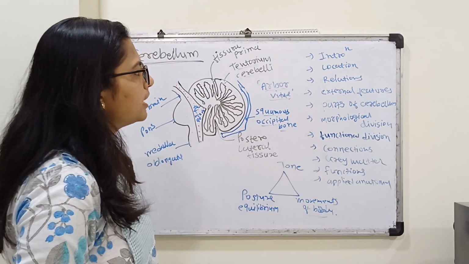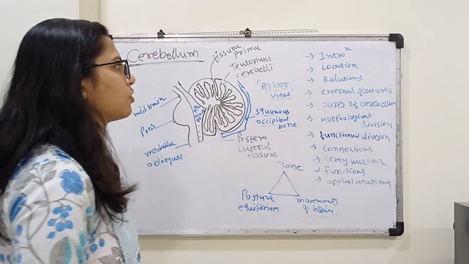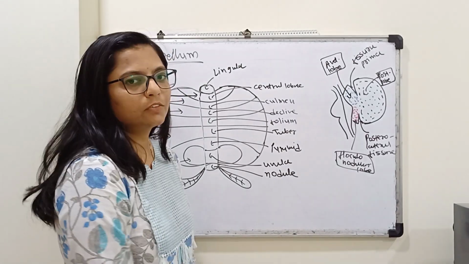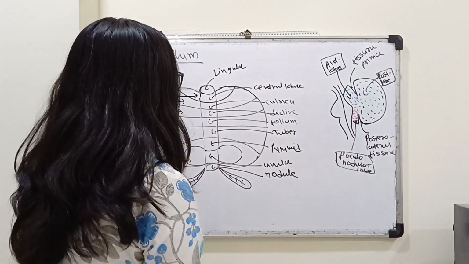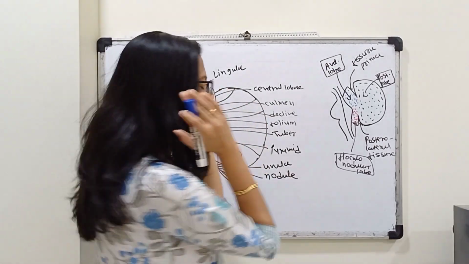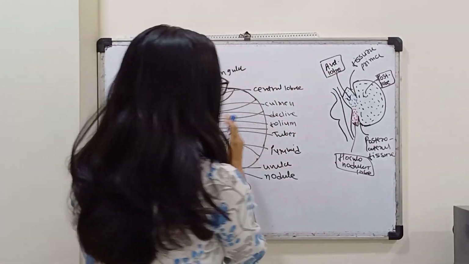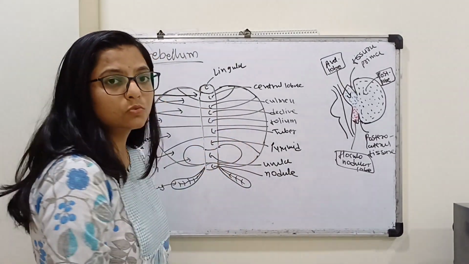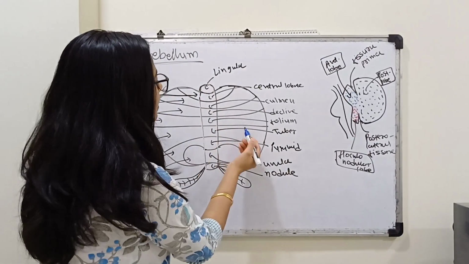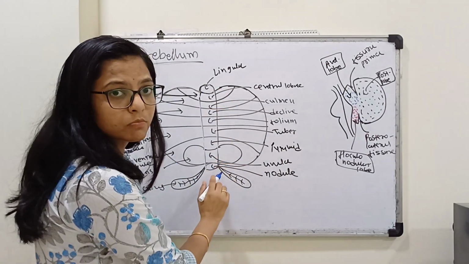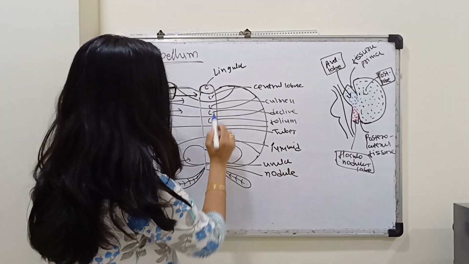Now next point, the external features of the cerebellum. When we see the cerebellum posteriorly, we can see the two cerebellar hemispheres. The two cerebellar hemispheres are connected with each other through a median vermis. Okay, so the structure in the middle, what will it be? The vermis.